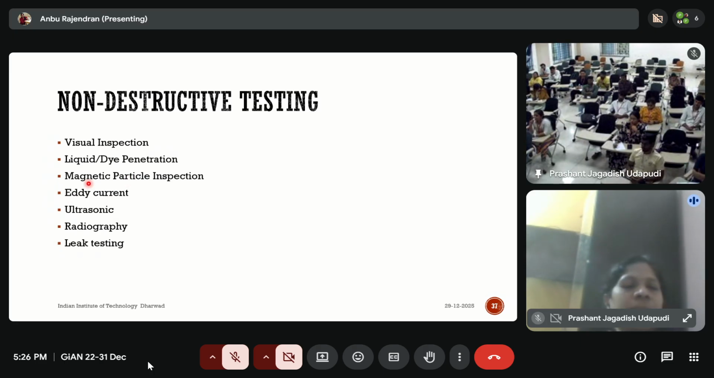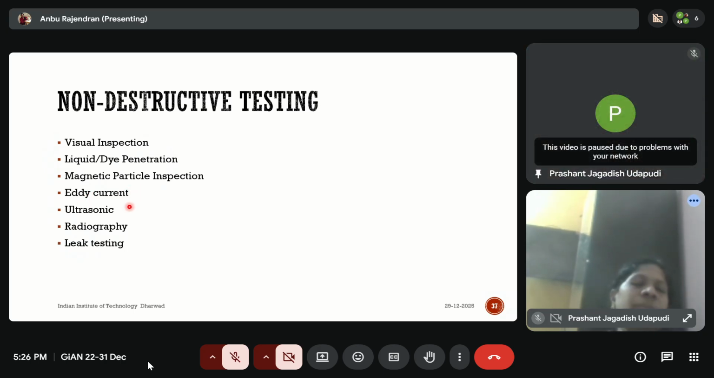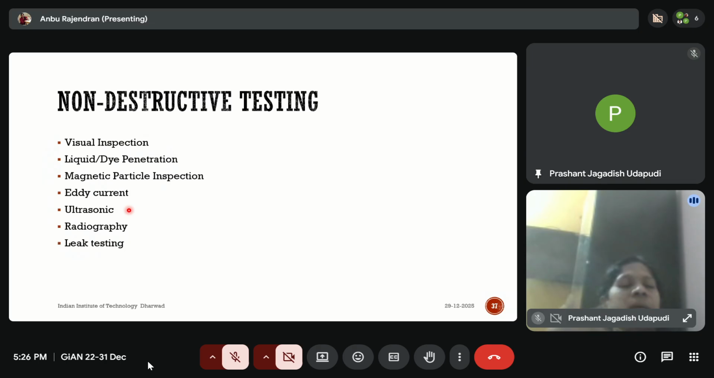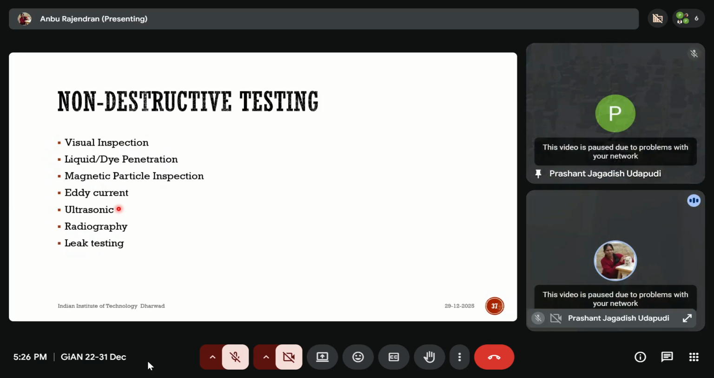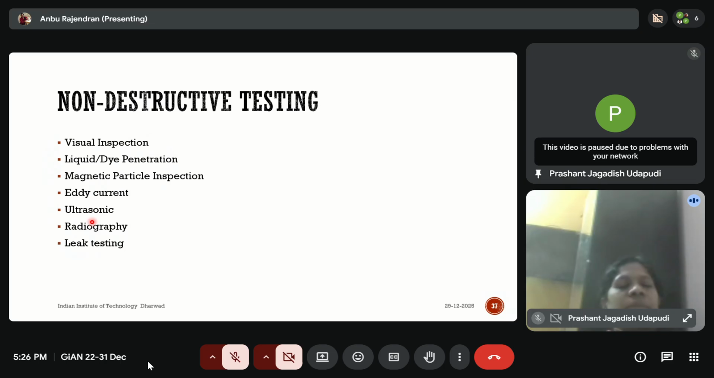Eddy current: again by using current, if there is a defect, there will be a leakage of current. You can identify the location. Ultrasonic waves: you can pass the waves. On one side there will be a transmitter, on the other side a receiver. Based on how the receiver receives the signals, the presence or orientation of the defects can be understood.